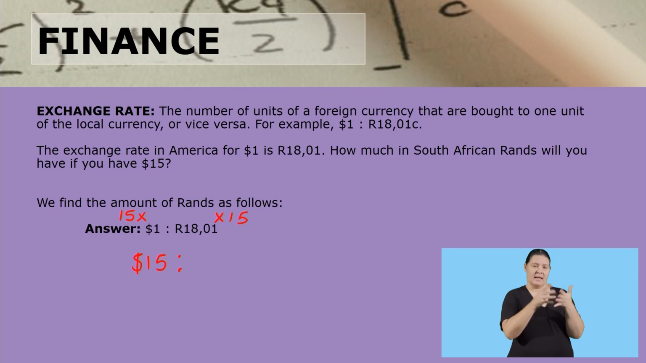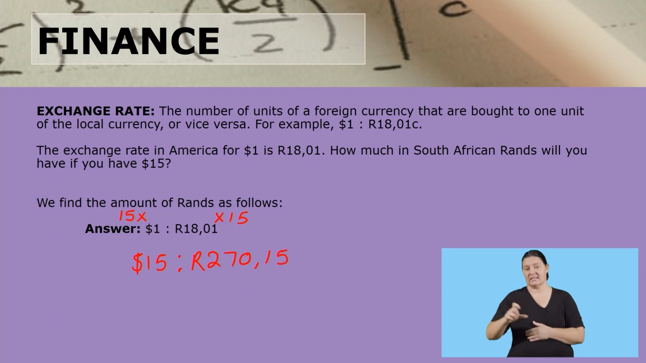When you punch that into a calculator, 18,01 multiplied by 15 is going to give us an answer of 270 rands and 15 cents. And that would be our amount in rands.